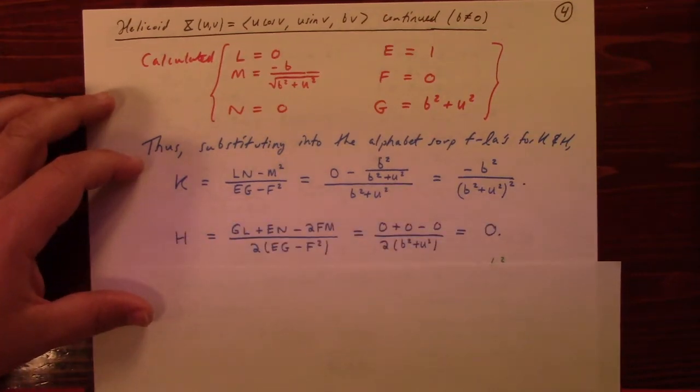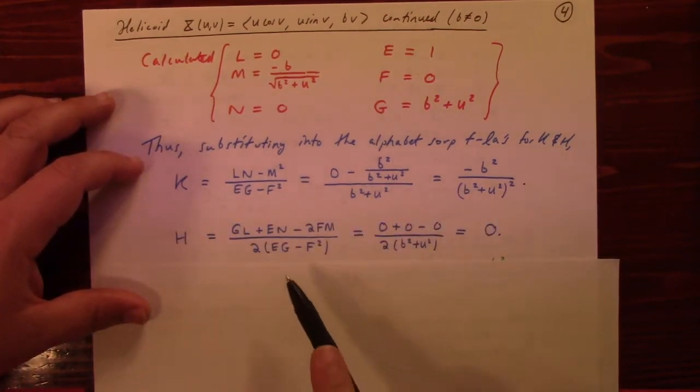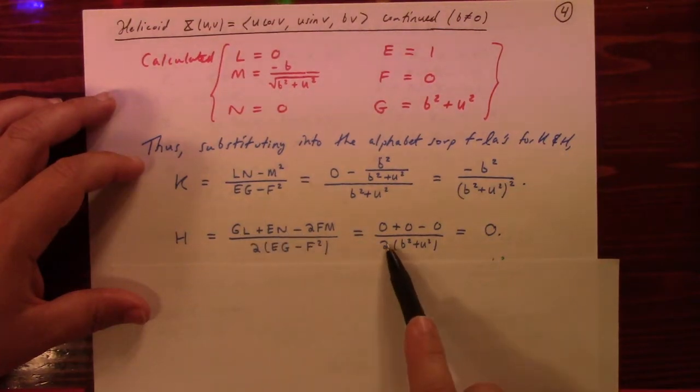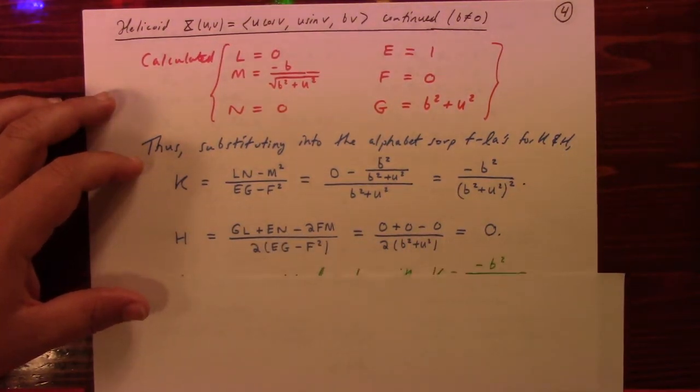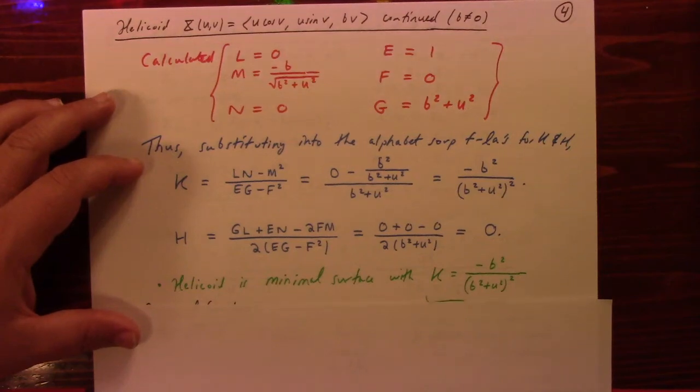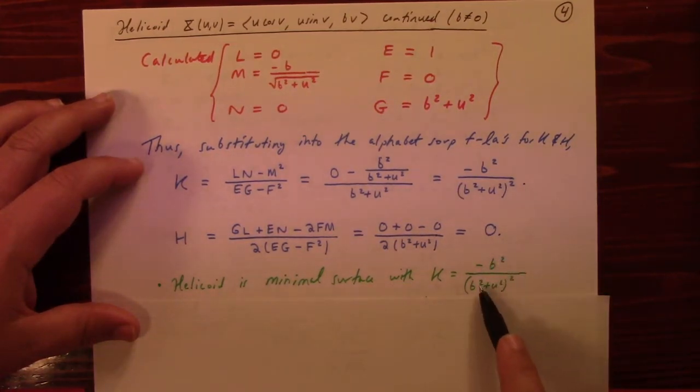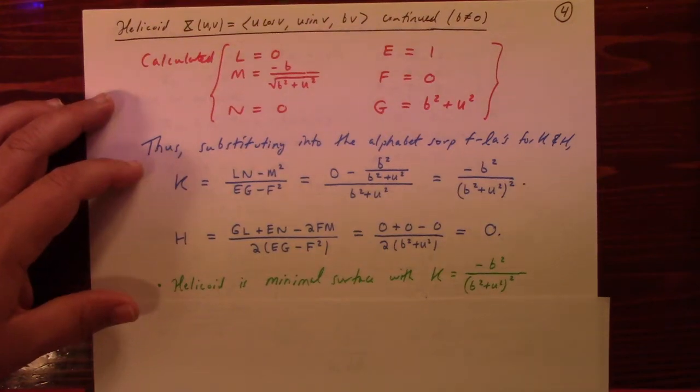And the mean curvature, on the other hand, is, well, there's enough things that are 0 that it works out to 0. And so that means the helicoid is a minimal surface, as I mentioned before, and the Gaussian curvature is in fact negative. See that because this is negative. I'm just observing that formula is negative, right?